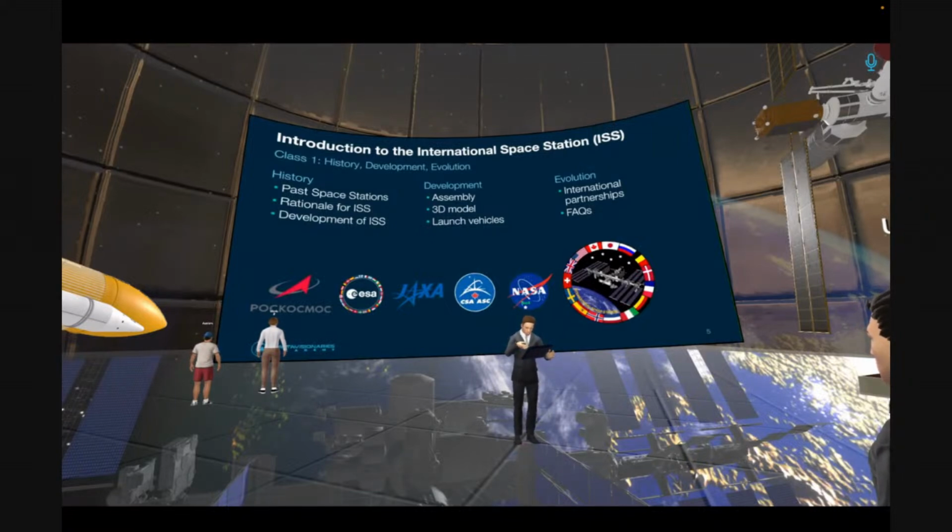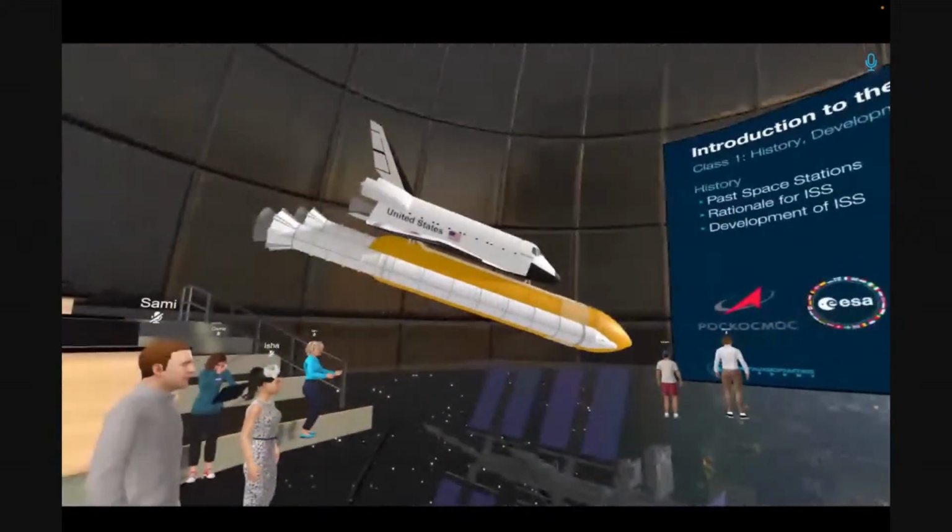But there's a lot of years and a lot of work that went into building it. And then we'll talk finally, number three, about the evolution of the space station, what it will become in the future. And in the end, we hope that you'll be able to answer some frequently asked questions about it.